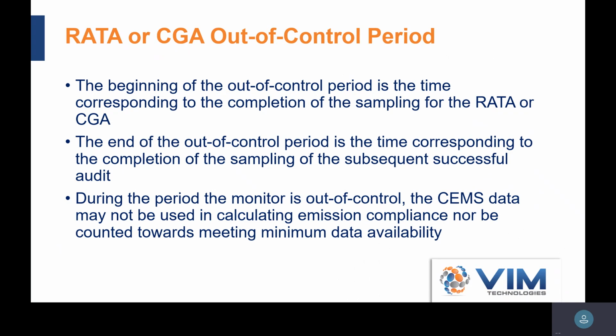So you begin the out of control period for the CGA or RATA. This is a little repetitive. Again, the important thing to know is if you start a RATA, you have to finish the RATA, even if you know you're failing. If you start a CGA, you have to finish that CGA, even if you know you're failing.